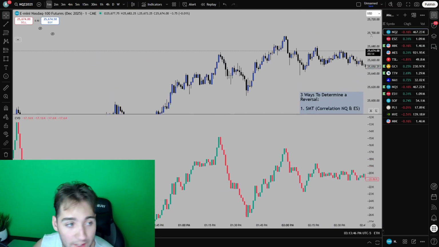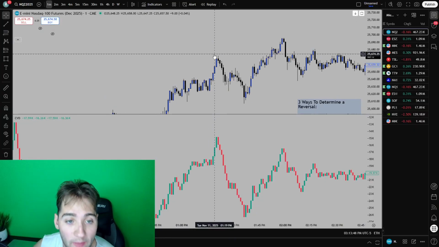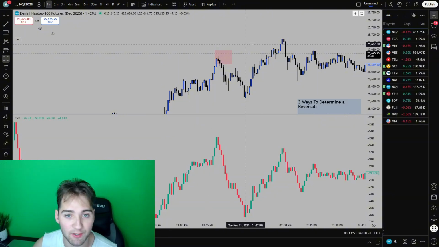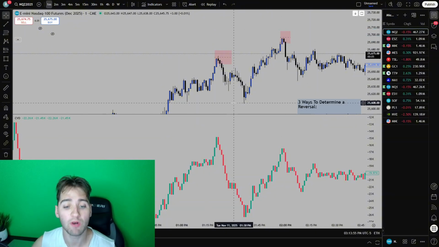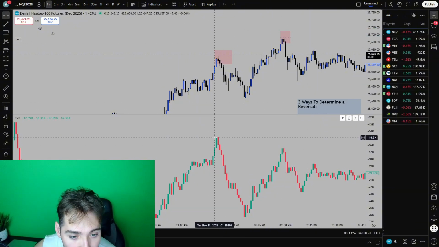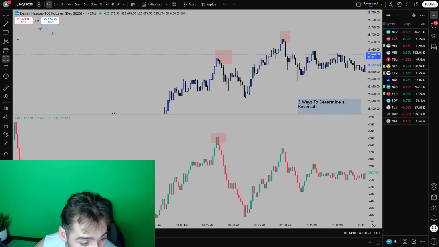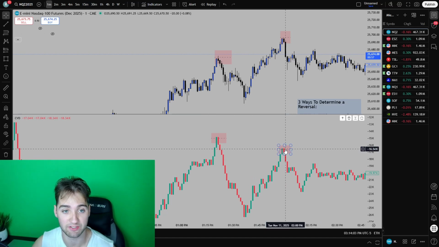If we look right here on the NASDAQ chart, we could see what? We see a high here, and we see a higher high here. What does it show you on the CVD? Well, look, it shows that we have a high on the CVD, and then we also have a lower high on the CVD.